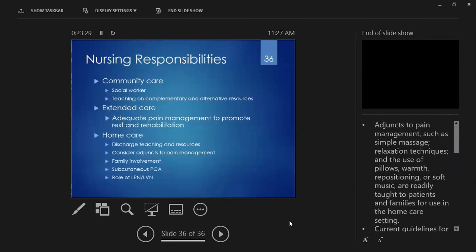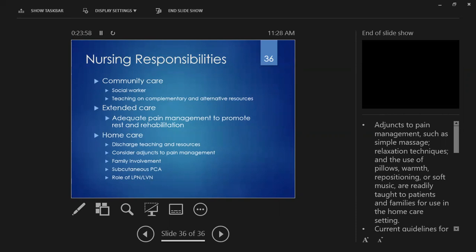Okay, nursing responsibilities. Get them involved with a social worker if they have chronic pain. Teach them on complementary therapies. Make sure that in extended care, they're getting adequate pain management so that they can rest and rehab, right? At home, make sure you're doing great discharge teaching, giving them good resources. Consider other alternatives to pain medication, such as heat and ice application, rest, distraction, things they can do. Involve the family. They may go home with a sub-Q PCA.